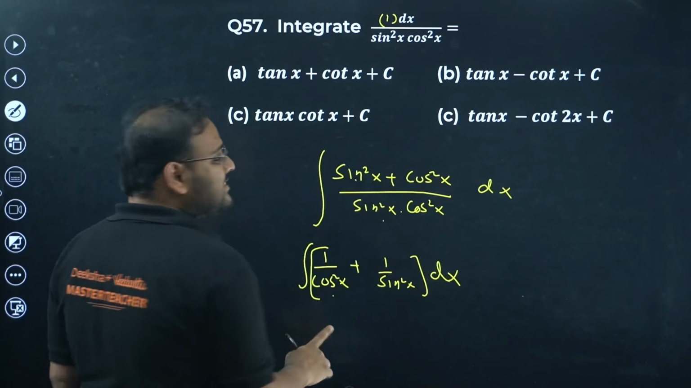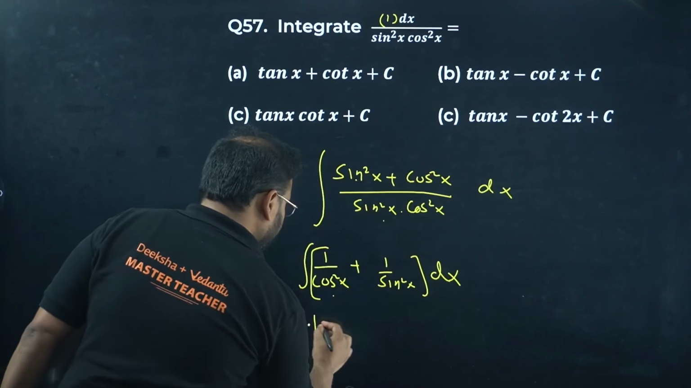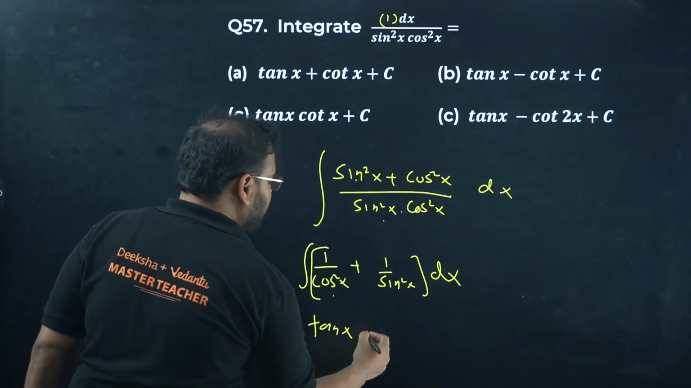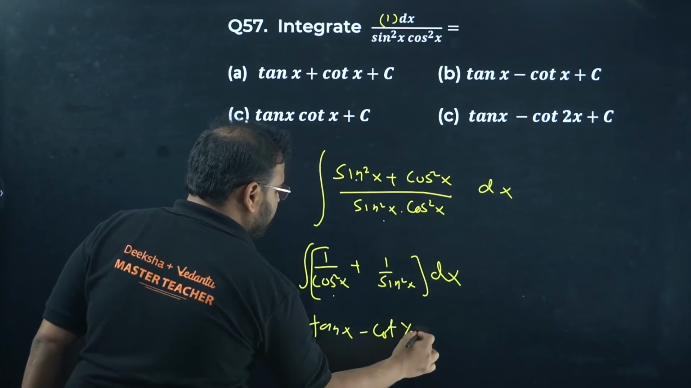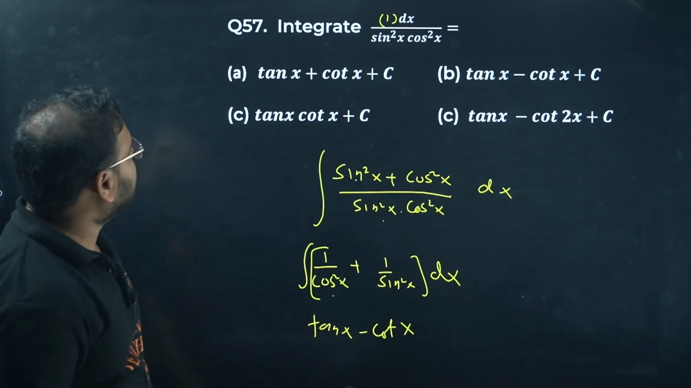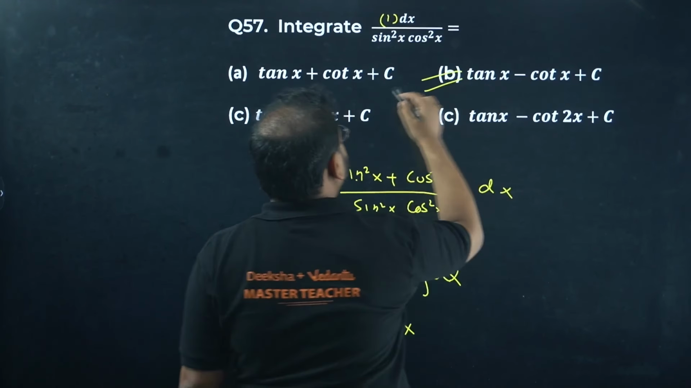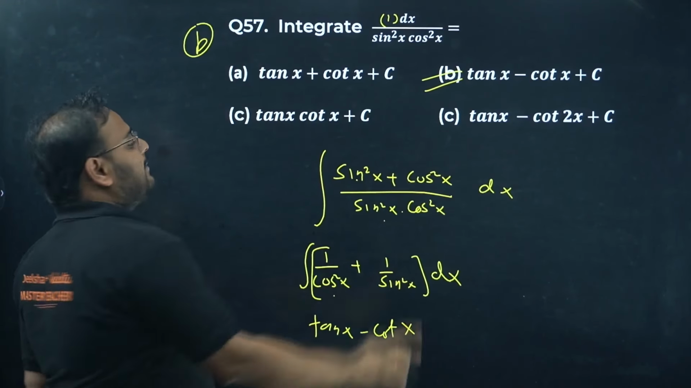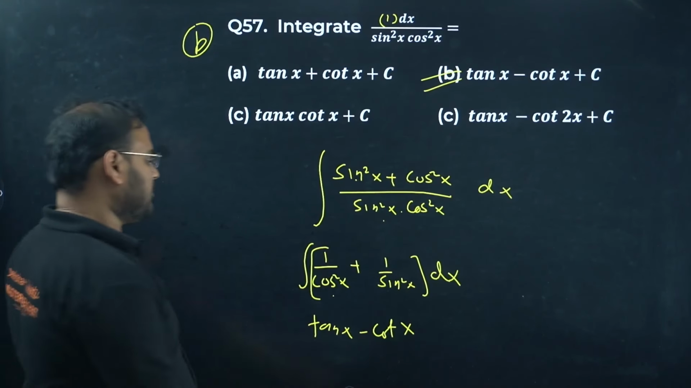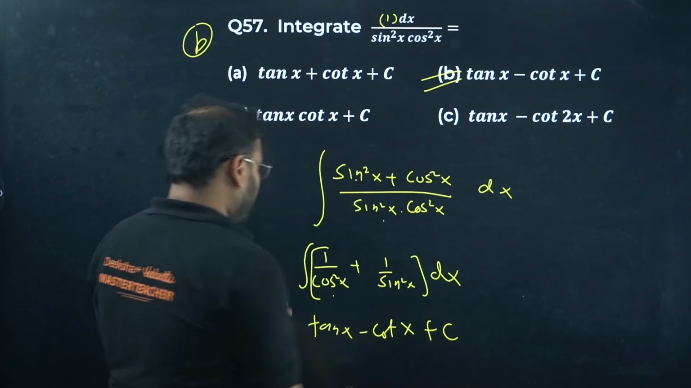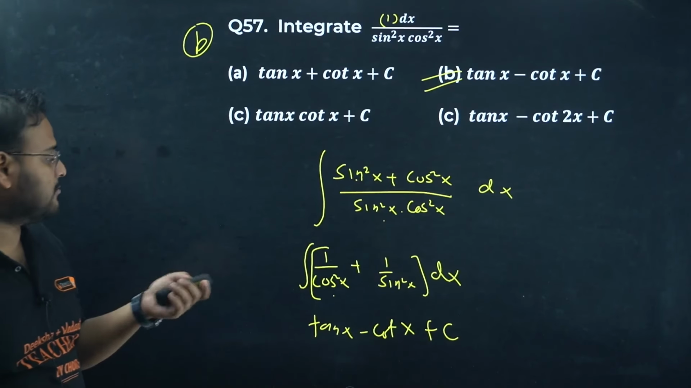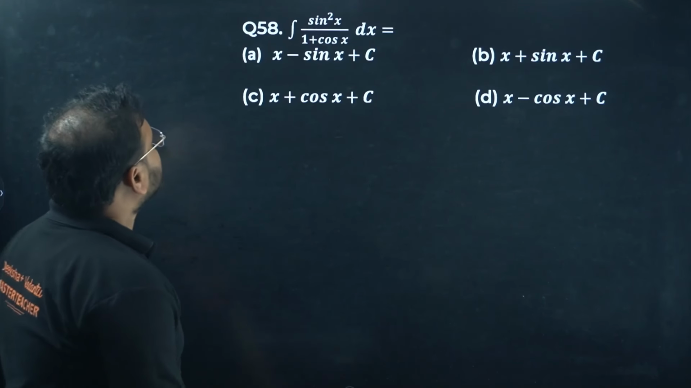This is sec square, means tan. This will be tan. This will be cosec square, means minus cot. Tan minus cot plus c. B is the answer. Of course, plus c will come, because 1 by cos square is secant square, 1 by sine square is cosecant square.